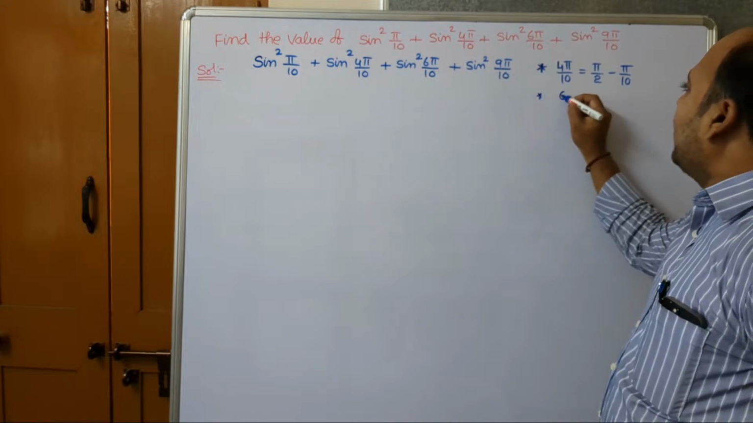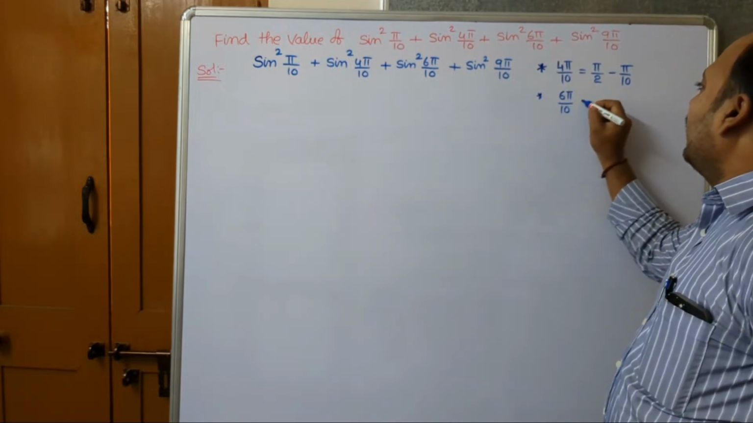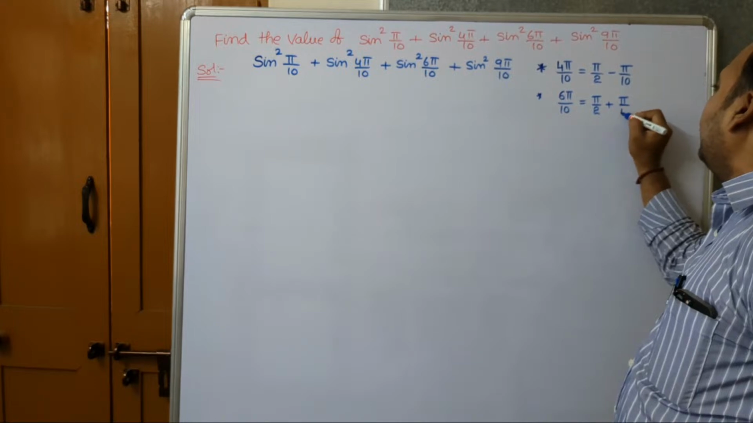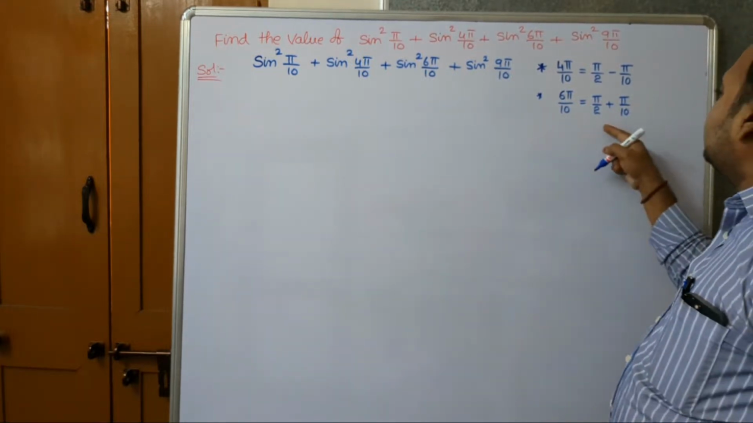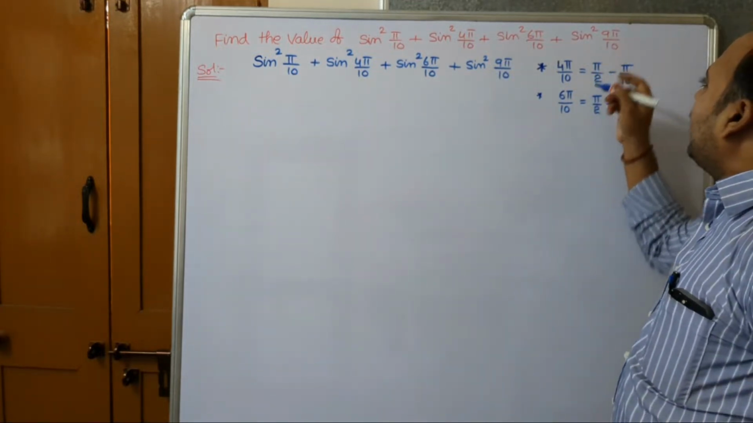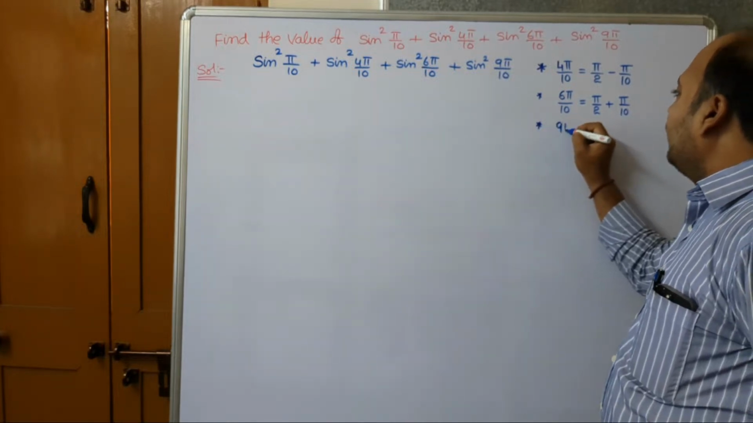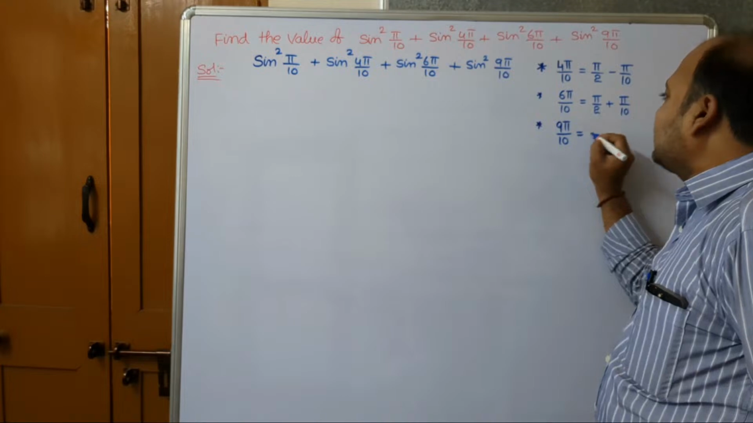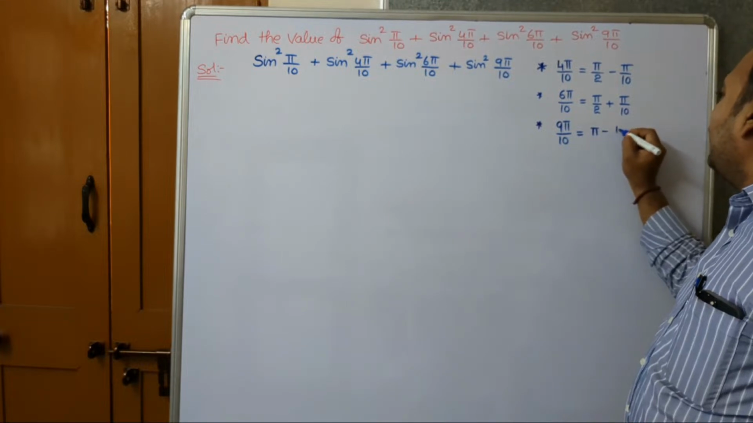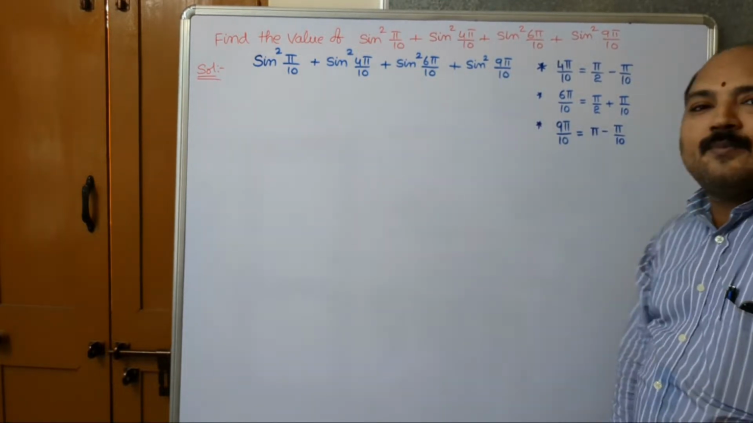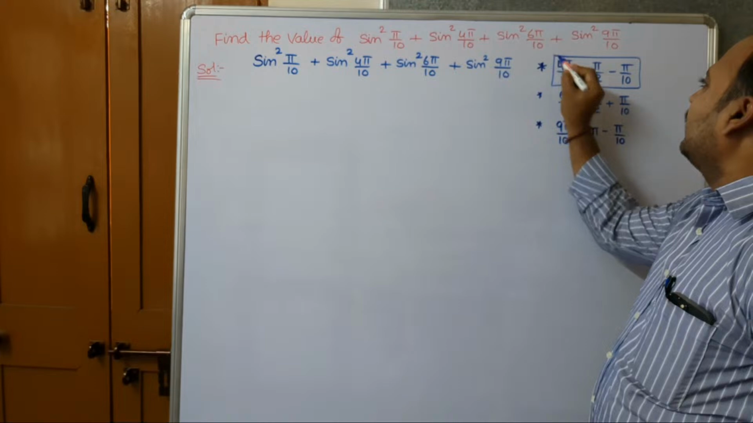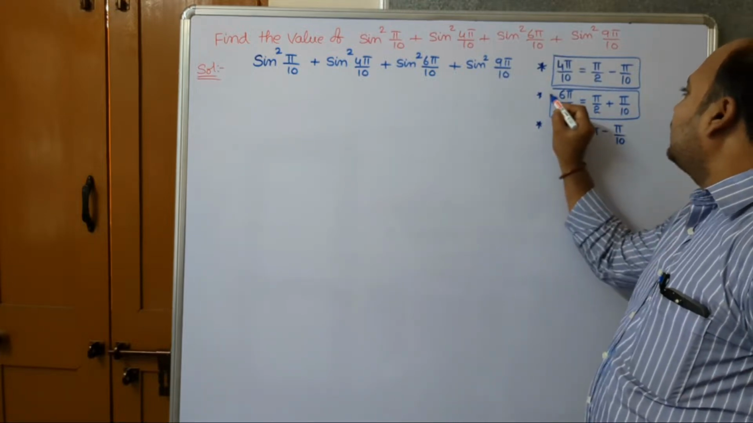Similarly, 6 pi by 10 equals pi by 2 plus pi by 10. We can write it, dear students. Why? Because with LCM 10, 5 pi plus pi is 6 pi. In the same way, 9 pi by 10 can be written as pi minus pi by 10. These are the logics. If you remember and practice, you will get success, dear students. Wherever these terms are there, you can replace them and you will get the answers.